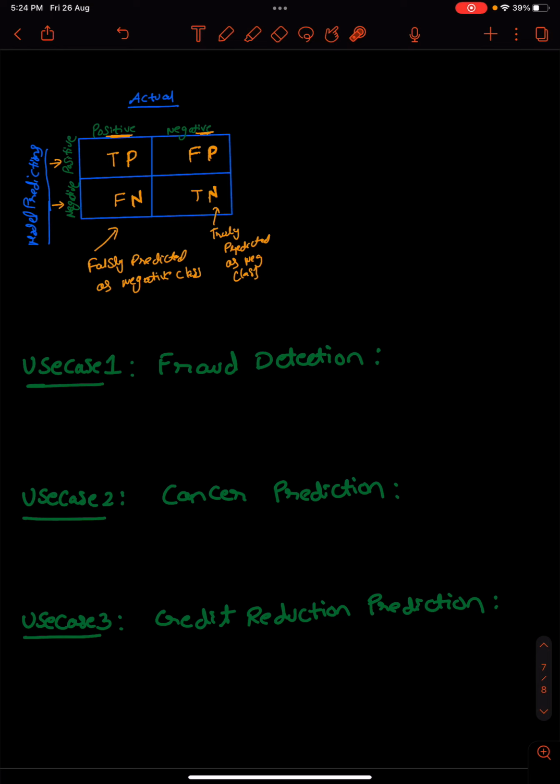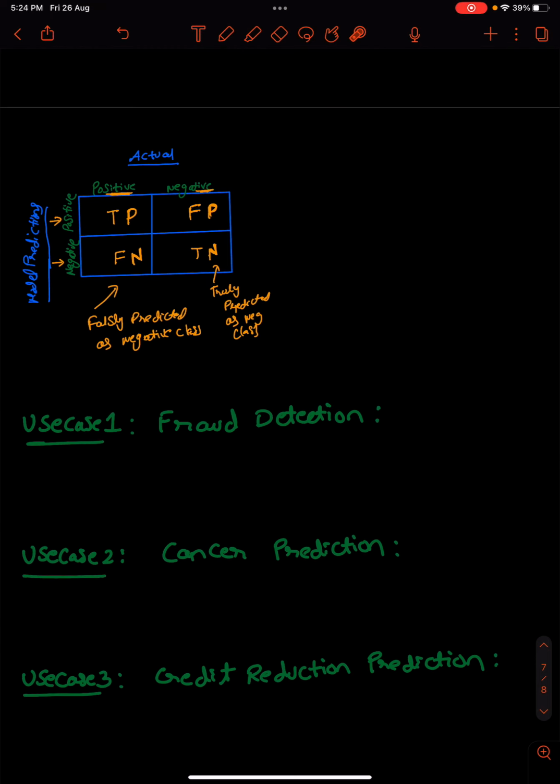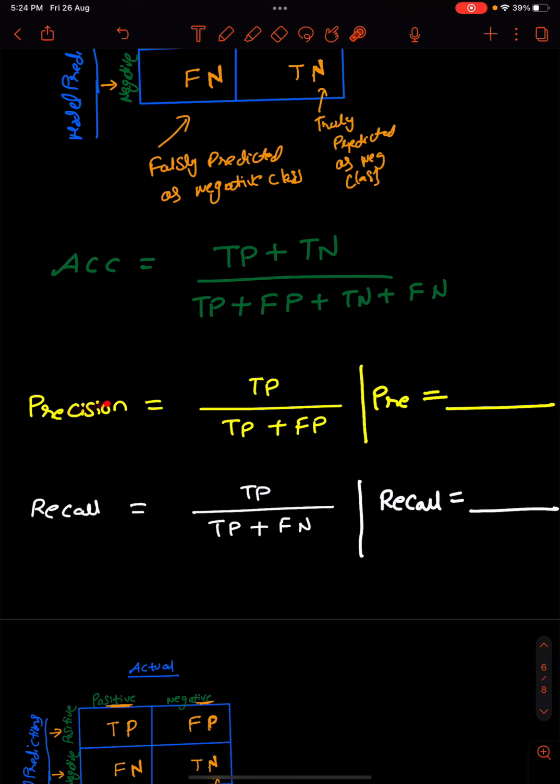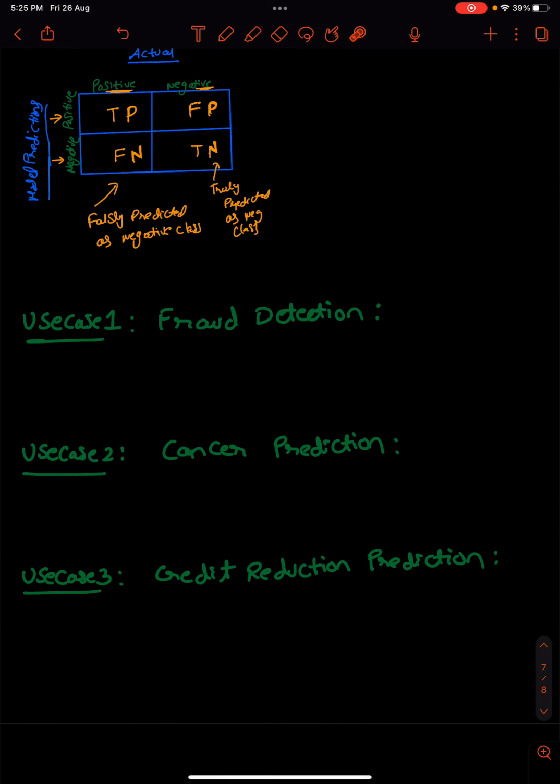Okay, so before that, let's see. All right, so we have three or four possible metrics. One is accuracy, another is precision, another is recall. So let us take each of these use cases and try to understand, for each use case, which is a good metric to use to evaluate the performance of that particular classification model.